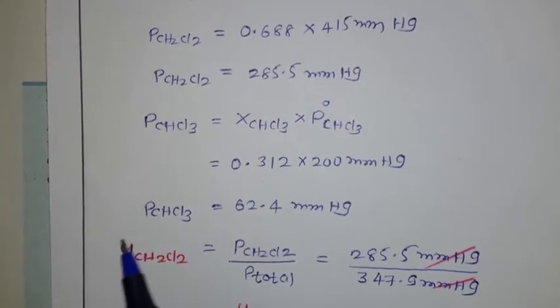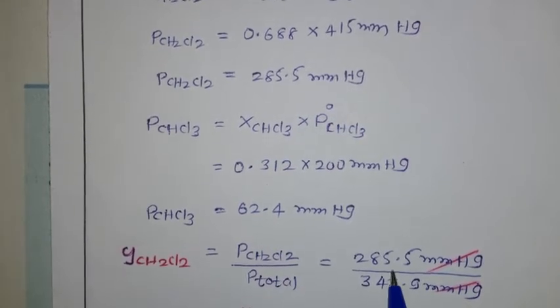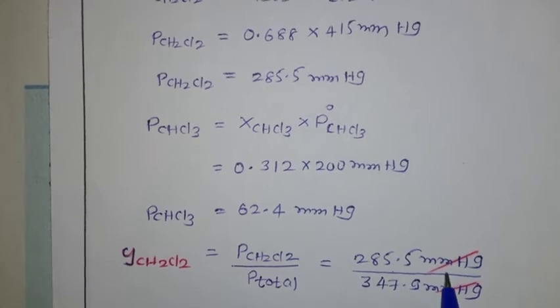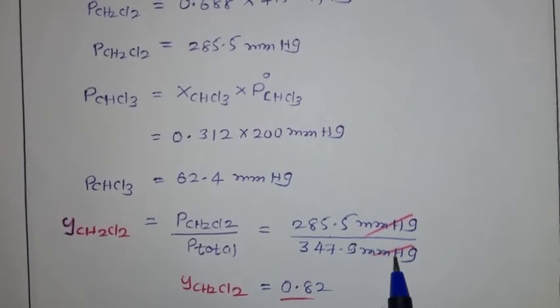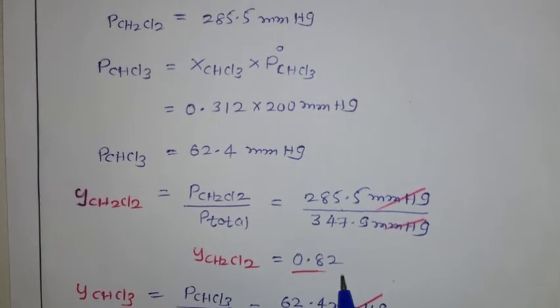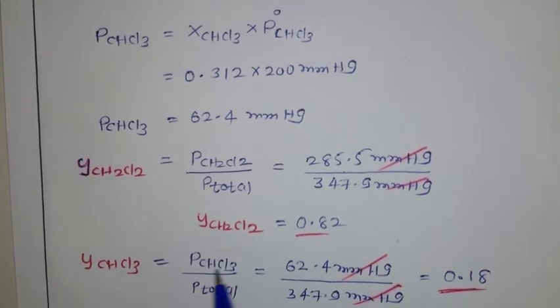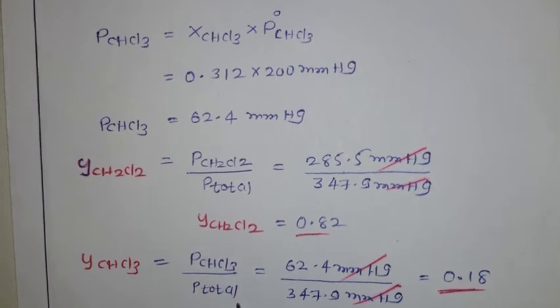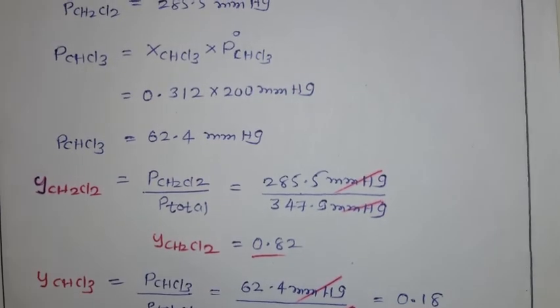Now calculate the mole fraction in the vapor phase. For dichloromethane, it equals the partial pressure divided by the total pressure. The partial pressure we got is 285.5 mm of Hg, and the total pressure we got is 347.9 mm of Hg. The mm of Hg is going to get cancelled, so we are going to get a mole fraction of 0.82. Okay. Mole fraction does not have units. It's a fraction. Next, the mole fraction of chloroform in the vapor phase means the partial pressure of chloroform divided by the total pressure. The partial pressure we got is 62.4 mm of Hg. The total pressure we got is 347.9. If you go for simplification, 0.18.